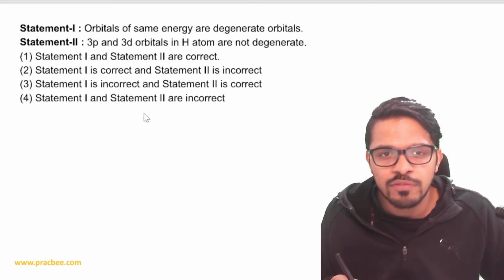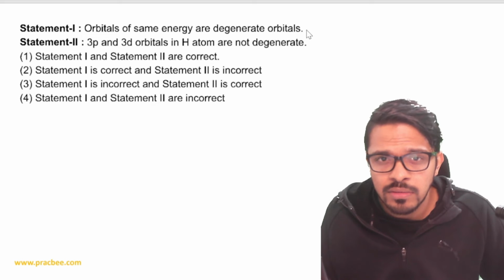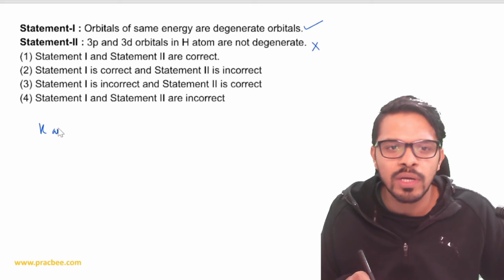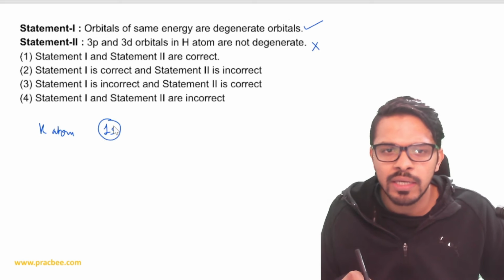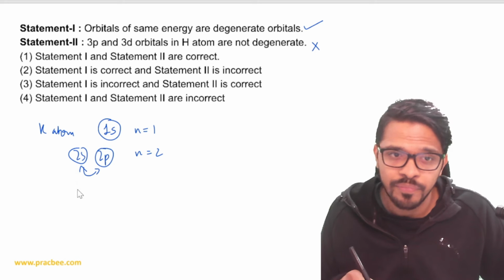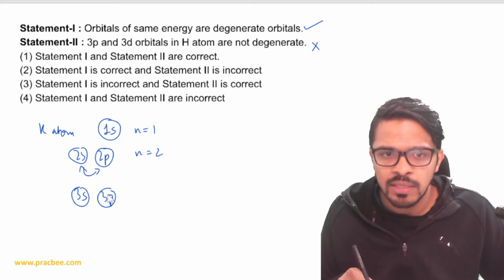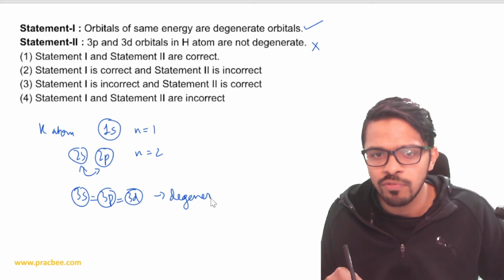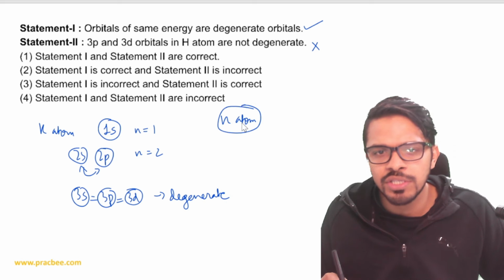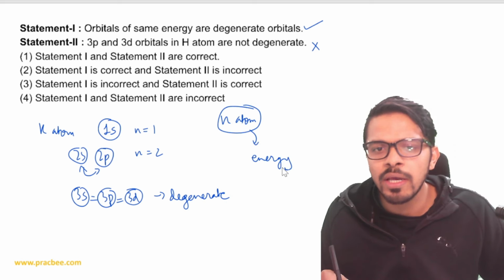Next question is, orbitals of same energy are degenerate orbitals. Obviously, 3p and 3d orbitals in H atom are not degenerate. That is wrong. If we talk about H atom, we know n equal to 1 has only 1s, n equal to 2 has 2s and 2p. 2s and 2p are degenerate for H atom. For H atom only. For other atoms, it is not the case. Similarly, if we talk about 3s, 3p, 3d, all have same energy. They are degenerate. Again, only for H atom. Because for H atom, we know the energy depends only upon the value of n.